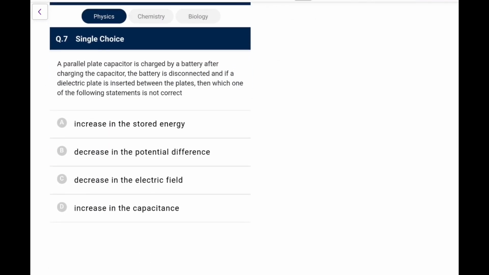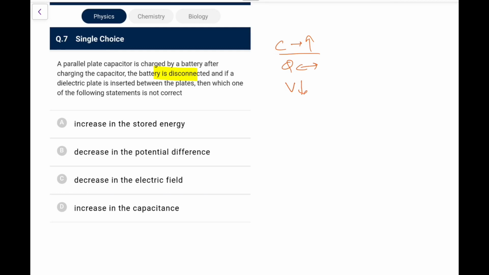Next, look at the seventh one. A parallel plate capacitor charged by a battery. After charging the capacitor, the battery is now disconnected. That means Q is going to remain constant. Now, if a dielectric plate is inserted, then which is not correct? Because dielectric is inserted, you know C will increase. Q is going to remain the same, and hence you can directly say V is going to decrease. That is how I can know.